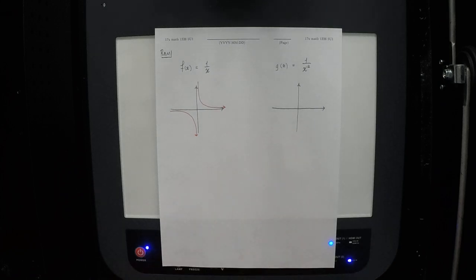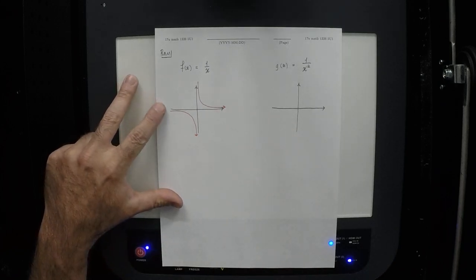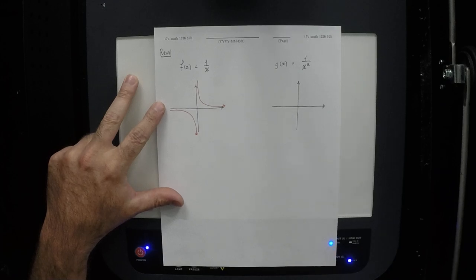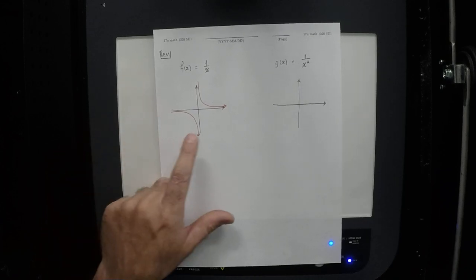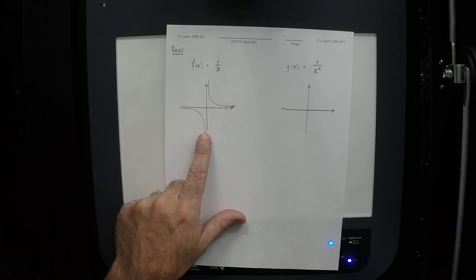Okay, how does this one look? Not quite. It's not like that. If it was negative x squared, it would be an upside down parabola. But this is 1 divided by x squared. It'll be in many ways similar to this one.